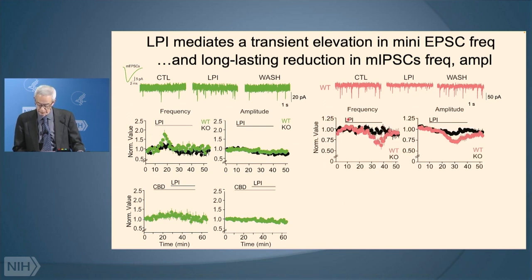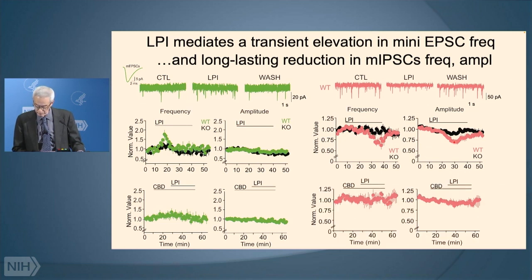And that's shown here on a slower time scale over 10, 20 minutes. There is a progressive development in the effect. There's a slight decrease in frequency, and there's a very clear decrease in amplitude of the synaptic events. And this is also blocked by CBD. So evidently, the receptor is coupled to changes both in excitatory and inhibitory transmission.